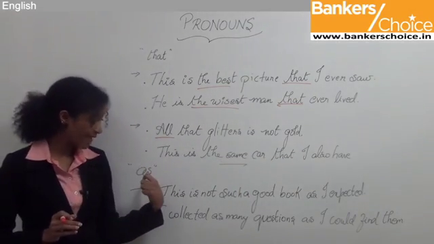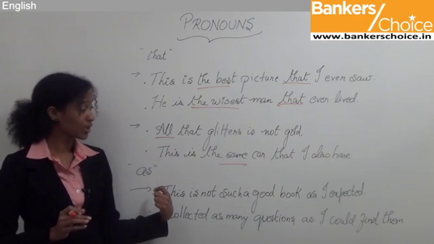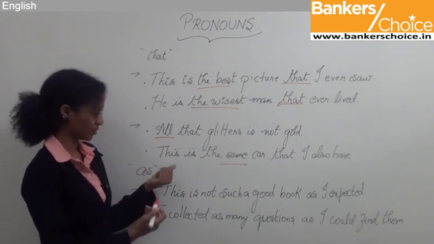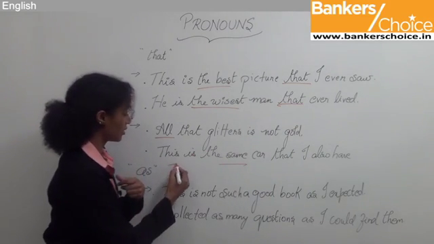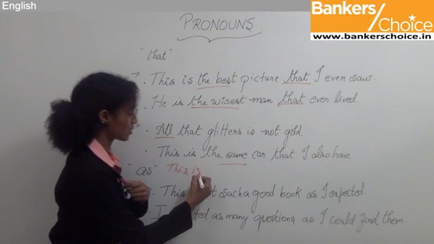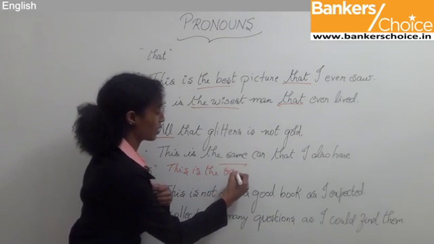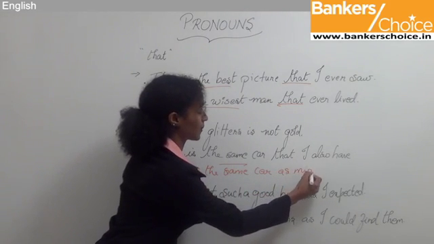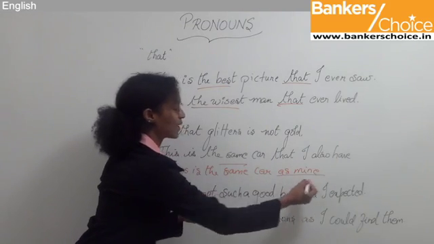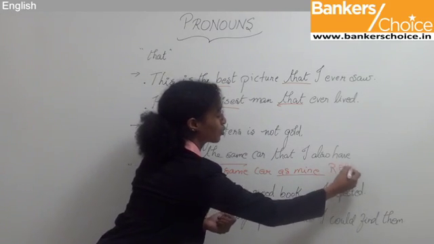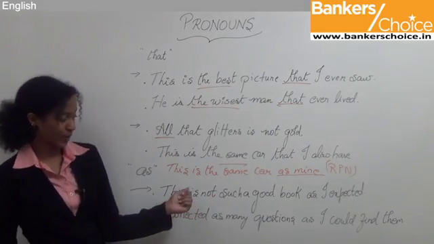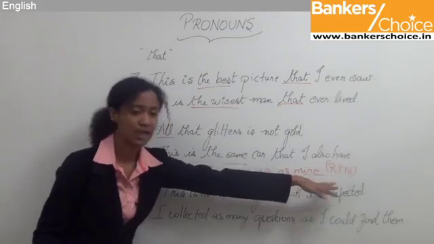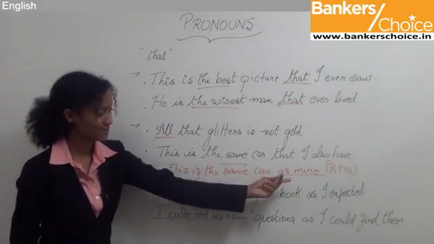On the other hand, as is used as a relative pronoun when the verb is understood but not expressed. For example, I can change the same sentence, saying, this is the same car as mine. So here, as mine, as is the relative pronoun, where the verb is not expressed but understood. I don't have a verb after this, right? So this is the same car as mine.